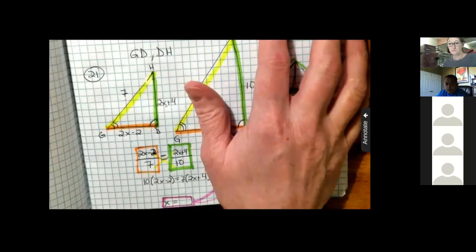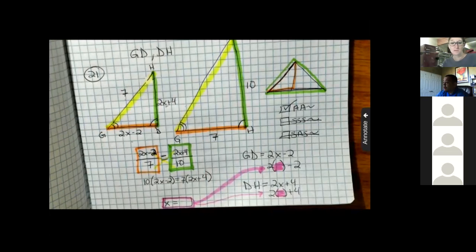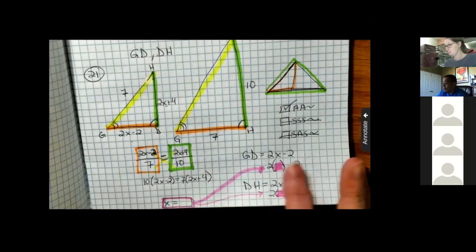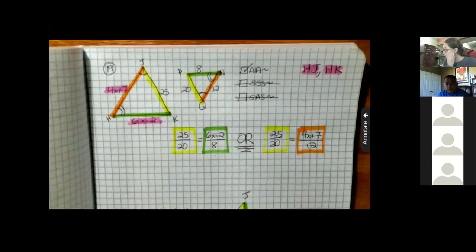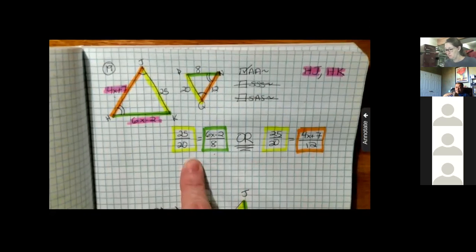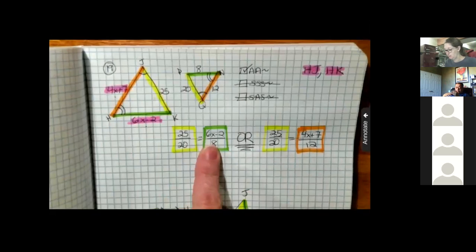Okay. So the person asked me for 19. Did I go slow enough? I'm sorry. I just saw your note. Do you want me to go back to 19? This is 19. Remember, you can choose. You can do this side is to this side, and this side is to this side. And again, you'd cross multiply.